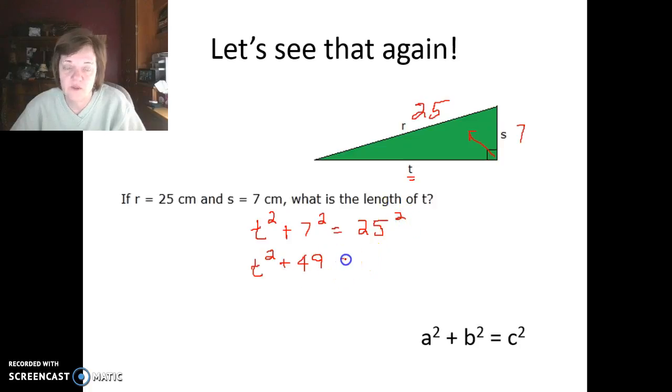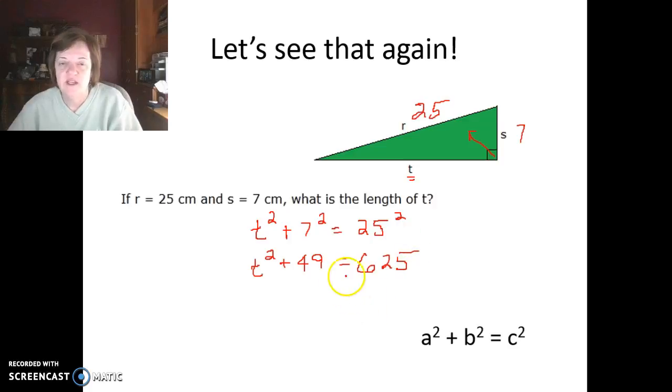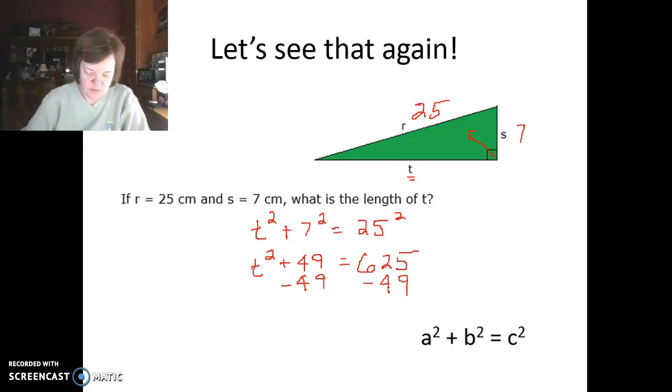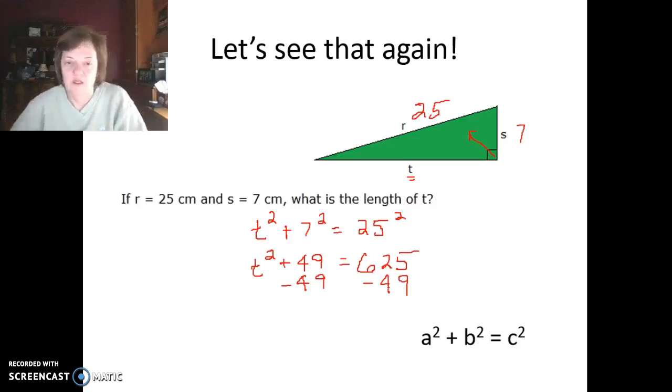And 25 squared, I forgot what that was. We just did that, didn't we? 625. Oh no, that was 15 earlier. 625. Now, we need to get this T on one side all by itself. So we will subtract our 49 from both sides. Minus 49. So that leaves our T squared all by itself, and it equals 576.